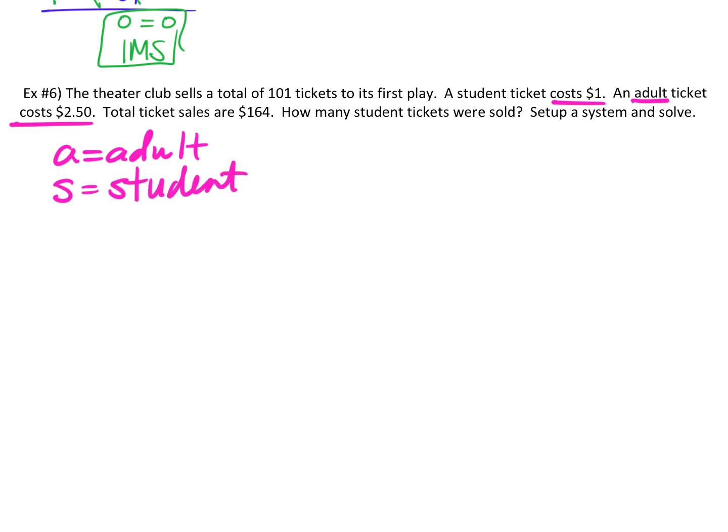Okay, can anyone tell me the equation for the number of tickets sold? What will you write? A plus S equals 101. Yes, there are a total of 101 tickets. So it's adult tickets plus student tickets is 101. So that's one equation. That's dealing with the quantity, the number of tickets. There's another equation that deals with the value of the tickets. Can somebody else tell me that equation?